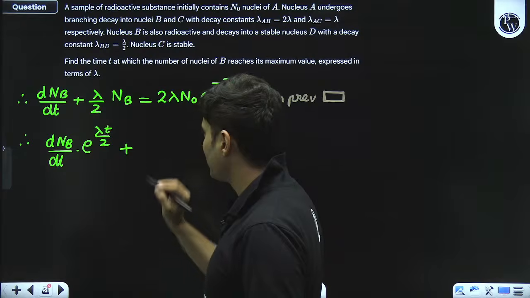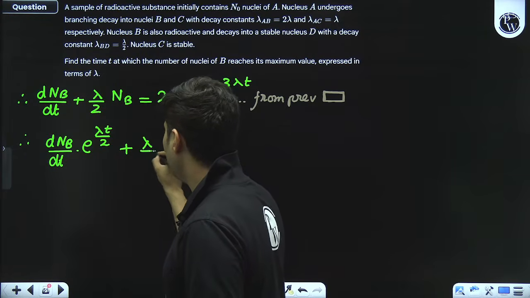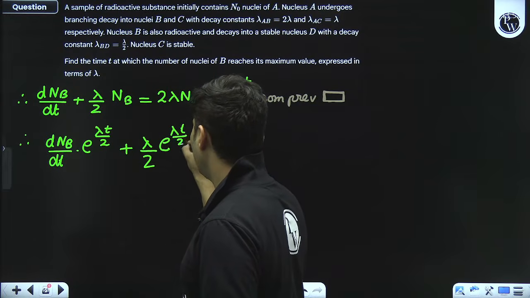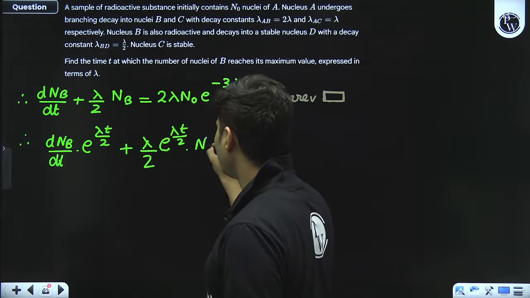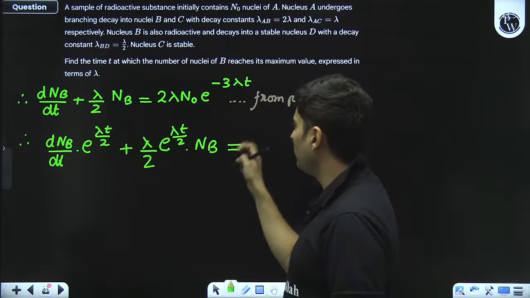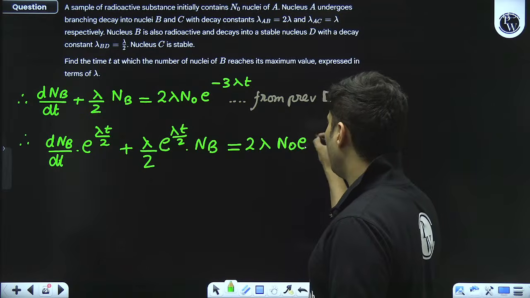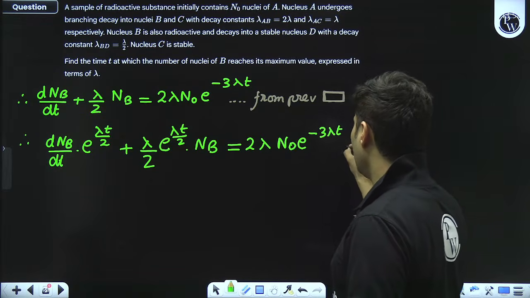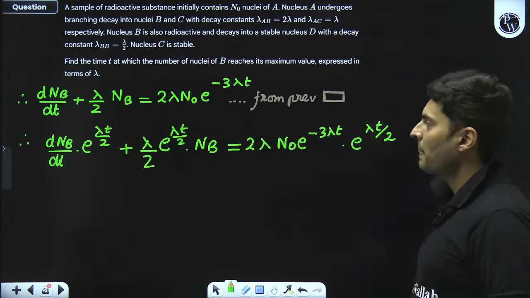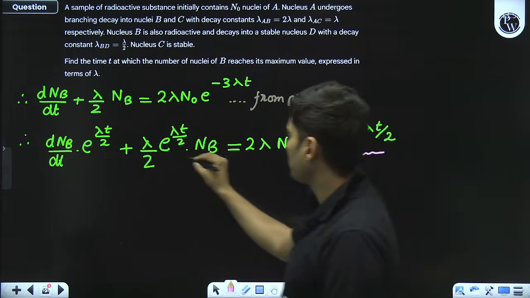Plus I will again write down lambda by 2. I'm just multiplying with the same number, e raised to lambda t by 2, into nb is equal to, because I have multiplied here with this number, I have to multiply it with the same number. So 2 lambda n naught e to the power minus 3 lambda t into e raised to lambda t divided by 2. Okay, I've just multiplied both the sides with this number.